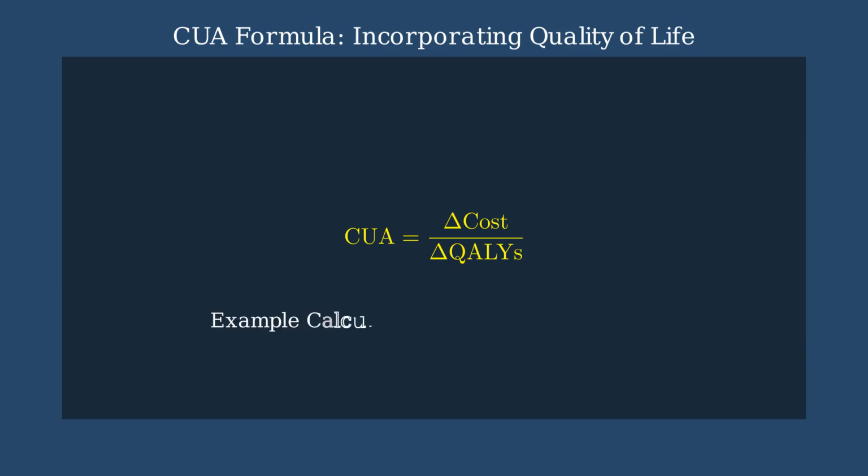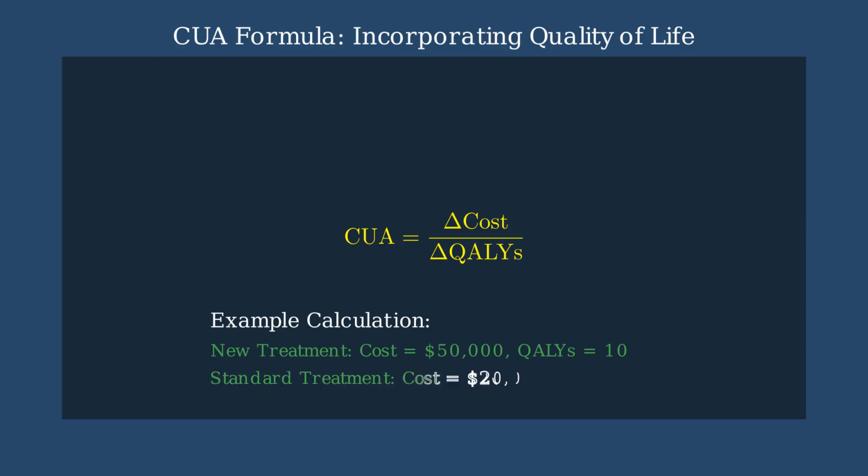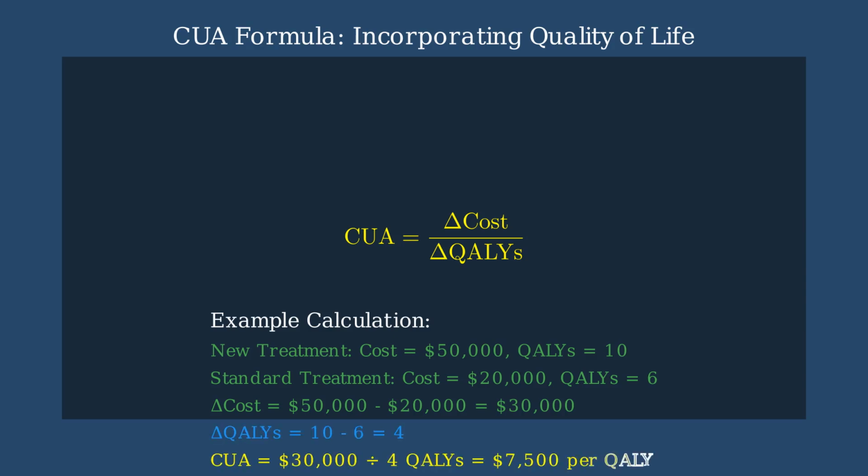Let's work through a practical example of CUA calculation. Consider a new treatment costing $50,000 that provides 10 quality-adjusted life years. The standard treatment costs $20,000 and provides 6 quality-adjusted life years. The incremental cost is $30,000. The incremental QALYs gained is 4. Therefore, the cost-utility ratio is $7,500 per QALY.